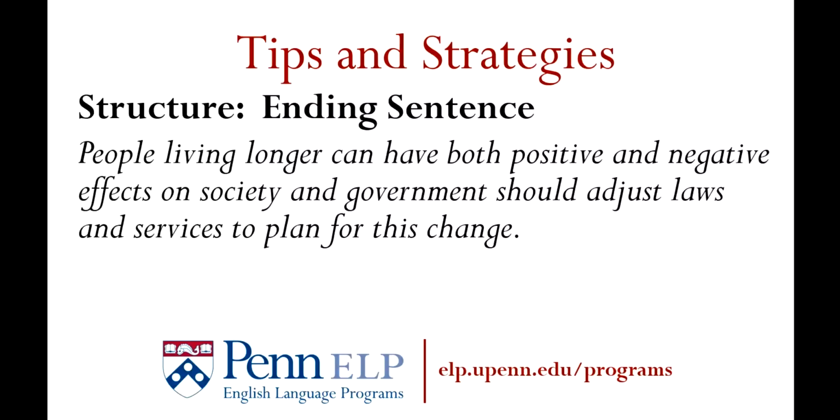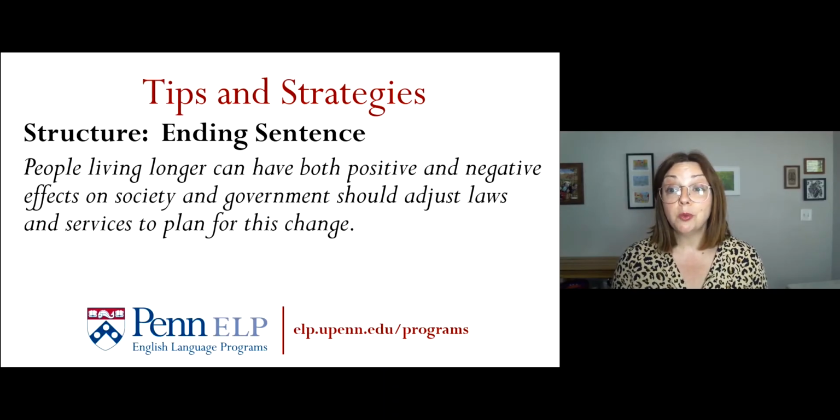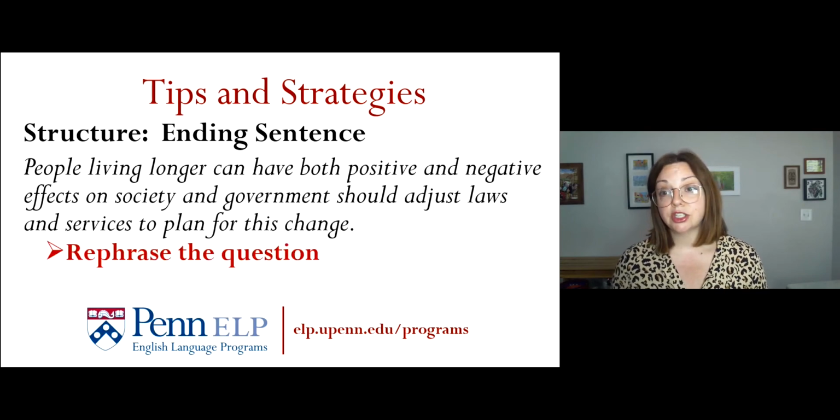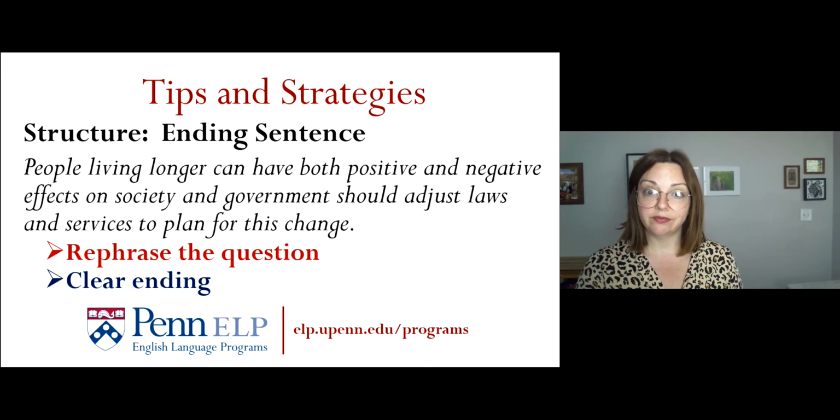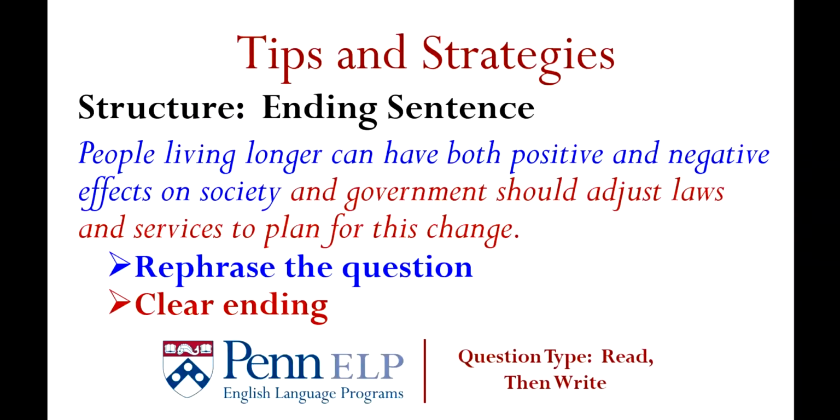Finally, let's look at the ending sentence. People living longer can have both positive and negative effects on society, and governments should adjust laws and services to plan for this change. Remember, we want the ending sentence to rephrase the question, but also provide a clear ending. Does this one do that? Yeah. We can see that it's similar to the introduction sentence in the sense that it has a reference to the prompt, but by providing an action in the second part of that sentence, that should statement, it's a clear ending.